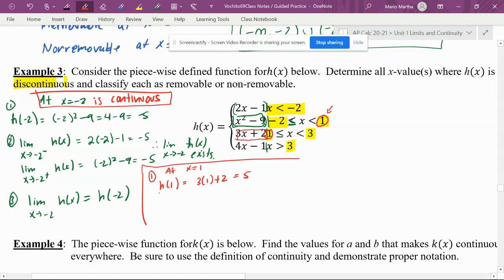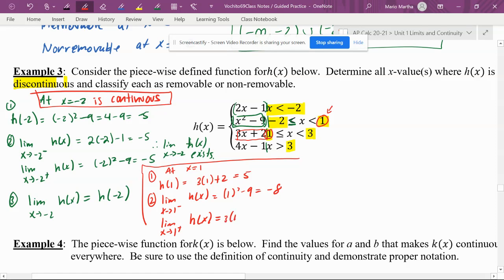All right. For the second condition, we want to find the limit from the left side as x approaches 1 of h of x. That would be the top function, x squared minus 9, so 1 squared minus 9, which is -8. And then we look at the limit as x approaches 1 from the right of h of x, and that's equal to, again, using the bottom function.